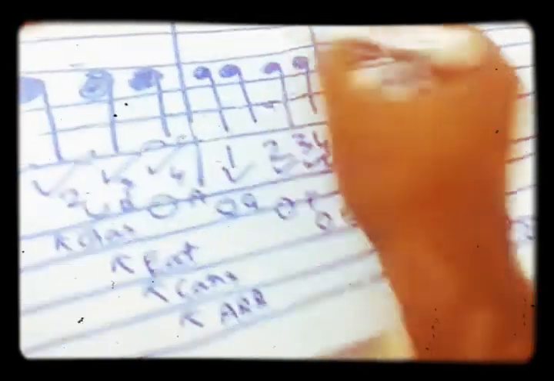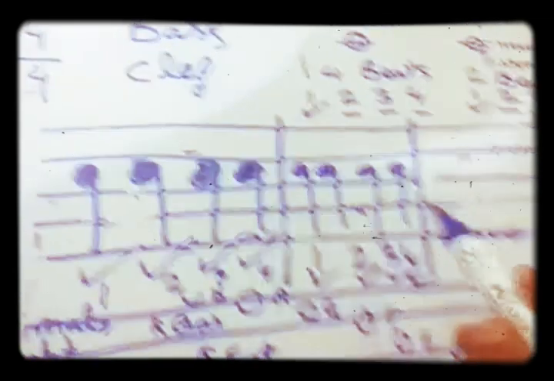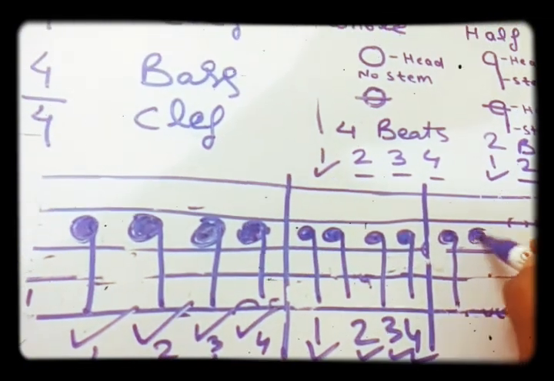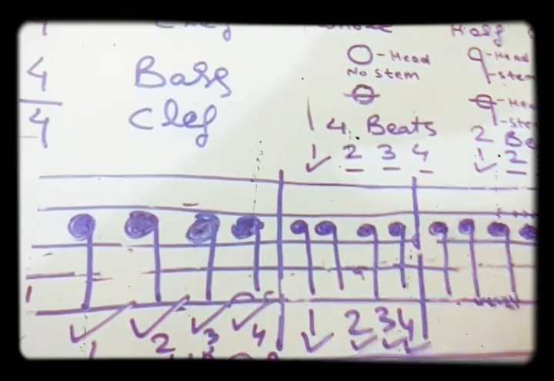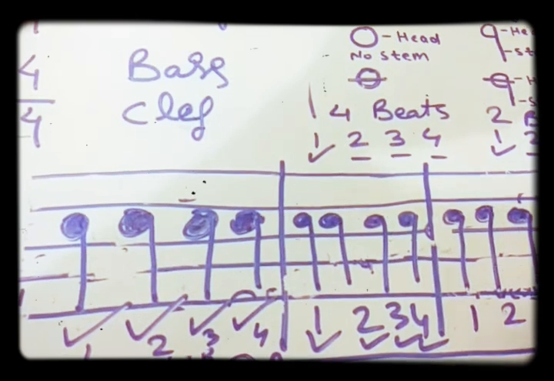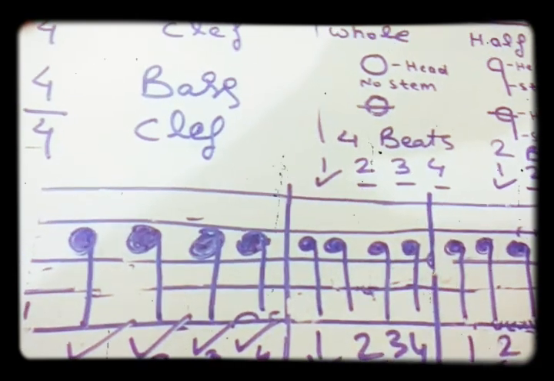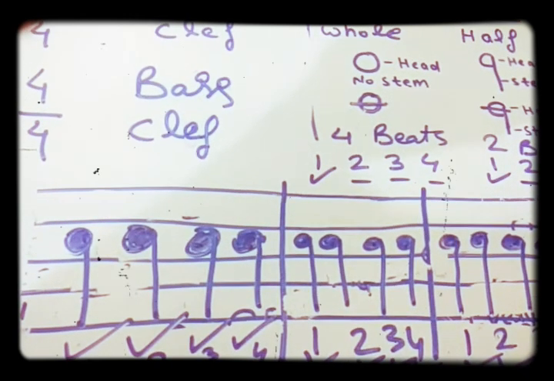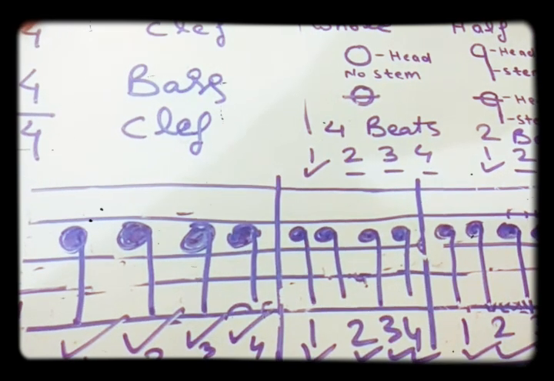This is one block, this is also one block. So there are two blocks. In the second block we also can play 4 beats. The same way in the third block I'm going to play 4 beats. 1, 2, 3, 4. And the same way 1, 2, 3 and 4. These are also the 4 beats.